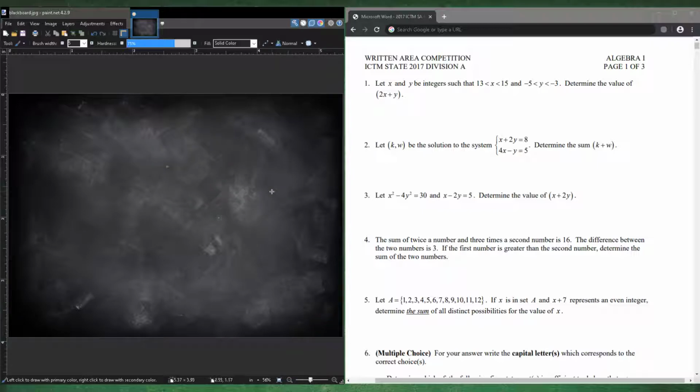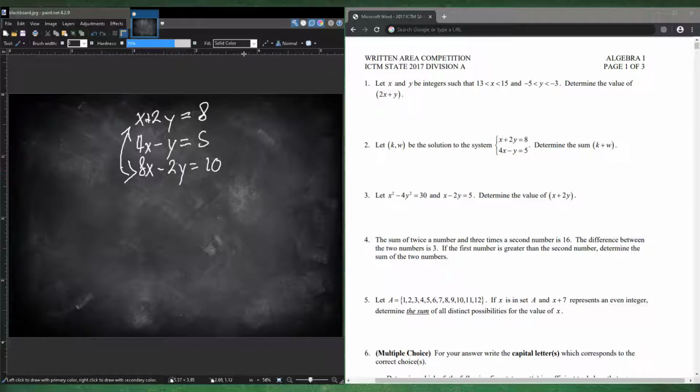Number 2, let k and w be a solution to the system x plus 2y is equal to 8 and 4x minus y is equal to 5. Determine the sum k plus w. Well, we have x plus 2y equal to 8, and 4x minus y equal to 5. What I see is that there's a negative y and a positive 2y, so I like to use elimination. I like to use elimination over substitution regardless, because substitution usually takes longer and elimination is much faster and easier to think about. So adding these two equations together, right?